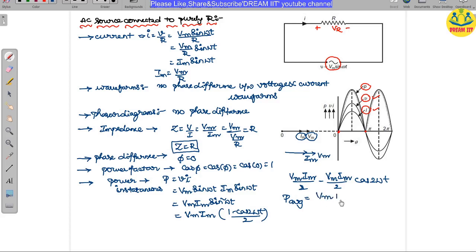So only the constant part will be there, which we can write as Vm by root 2 times Im by root 2. You already know Vm by root 2 is equal to Vrms, and Im by root 2 is equal to Irms. This is the average power. So average power is the product of Vrms and Irms.